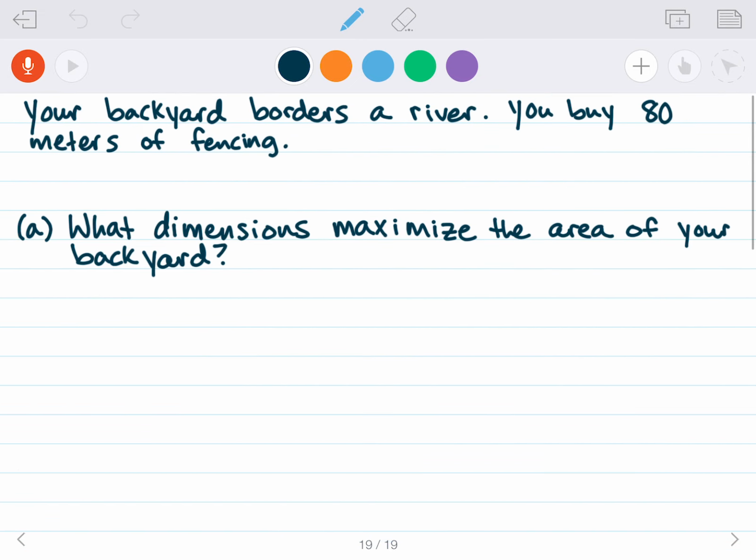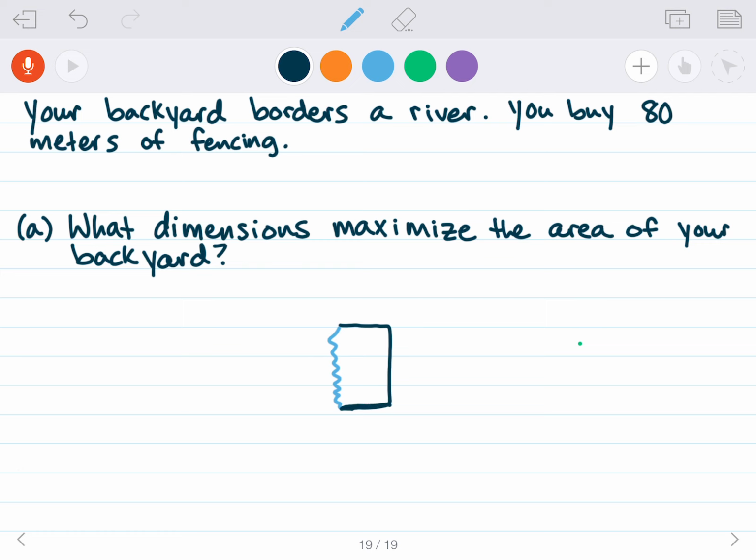Okay. All right, your backyard borders a river. You buy 80 meters of fencing. What dimensions maximize the area of your backyard? So let's draw a little picture. We have our backyard here, and it borders some kind of river. And so in black, that's our fencing. We have 80 meters of it.